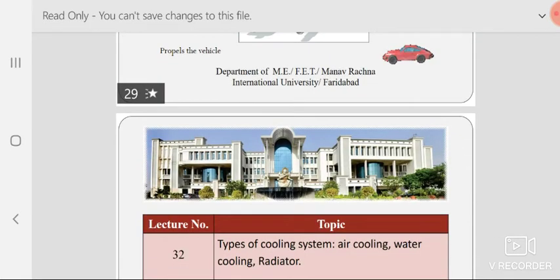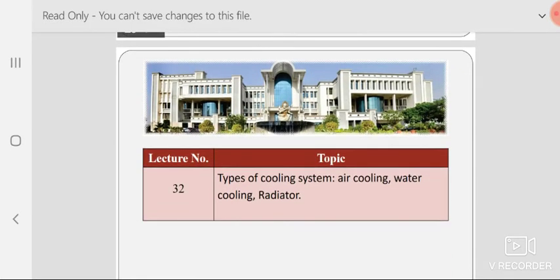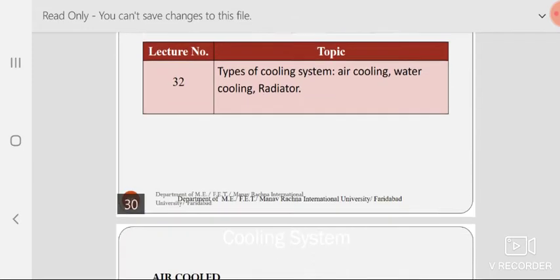I have shown you the radiator part. Now types of cooling system: air cooling, water cooling, radiator. We will be talking something about that.